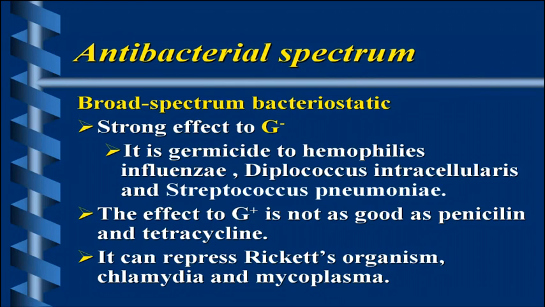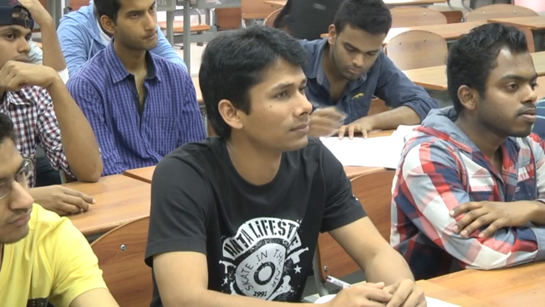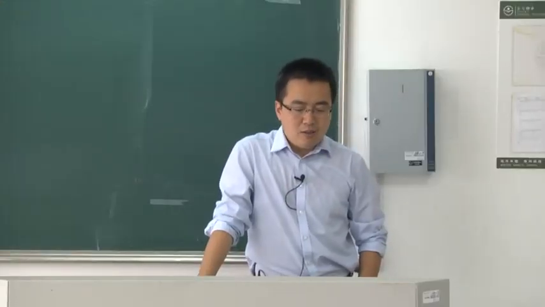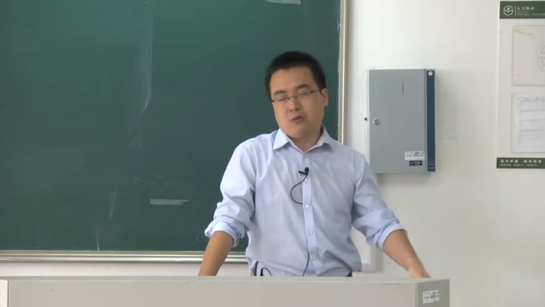And the chloramphenicol's antibacterial spectrum. Last class, we discussed tetracycline. We compared the antibacterial spectrum of tetracycline. We learned tetracycline has a weaker antibacterial effect on gram-negative bacteria compared with chloramphenicol or aminoglycosides, right? Chloramphenicol is also another broad spectrum bacteriostatic agent. It has a strong effect on gram-negative bacteria.